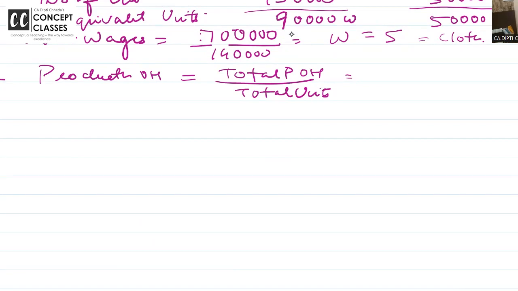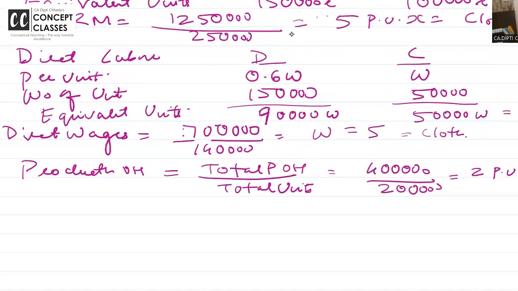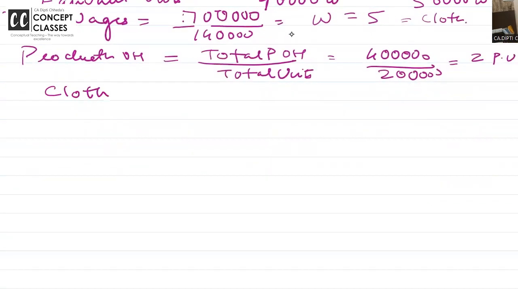4 lakh. And how many units are made? 150 of disposable and 50 of this. 2 lakh. So what is this? 2 per unit. 2 per unit. Now, can we start with the cost sheet with these working notes? Yes. And one more working note for cloth mask.